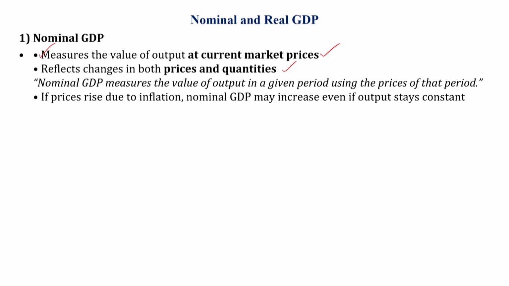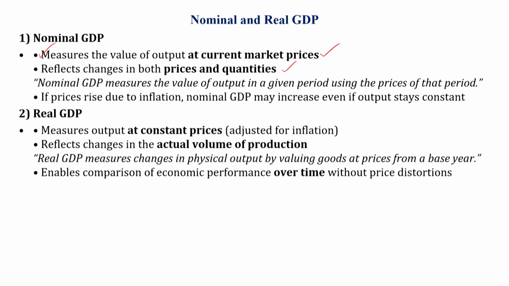But in this case we use the concept called real GDP. Real GDP removes the effect of inflation by keeping prices constant. So it captures the actual growth in production. This distinction helps us understand whether the economy is growing because we are producing more or simply because prices have gone up. So real GDP measures output at constant prices. That means it has been adjusted for inflation.